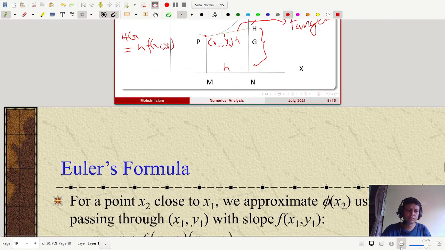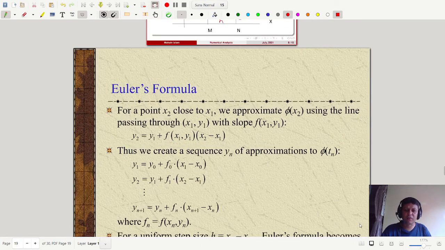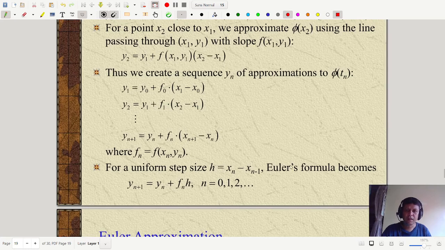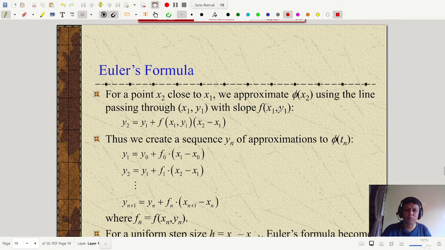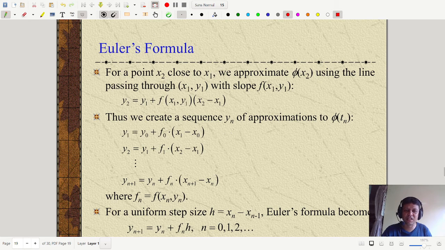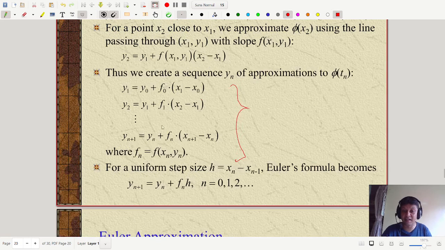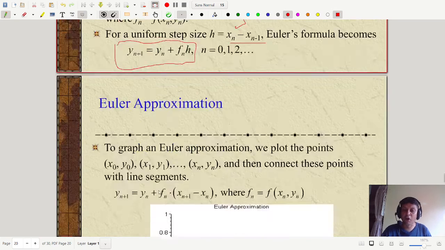I will show you Euler's formula in another way. For a point x2 close to x1, we approximate phi of x2 using the line passing through x1, y1 with slope f of x1, y1. Actually, slope is f of x1, y1. So this is the y2. Thus, we create a sequence y n of approximations to phi of x n, and that is given by this sequence of iterations. For a uniform step size h equal to x n minus x n minus 1, Euler's formula becomes this. This is the formula as we have already discussed. This is in another form that I am writing.